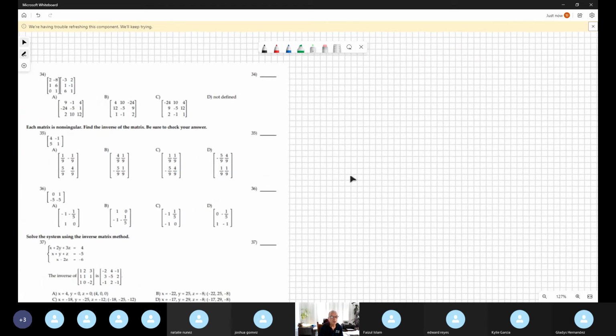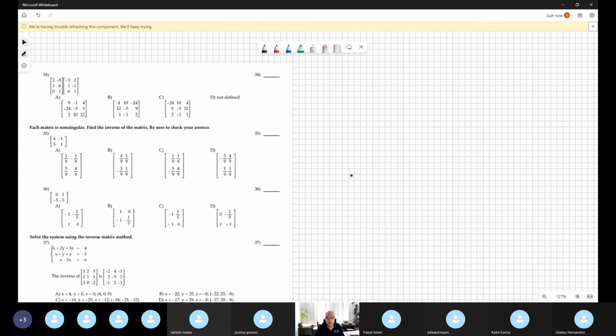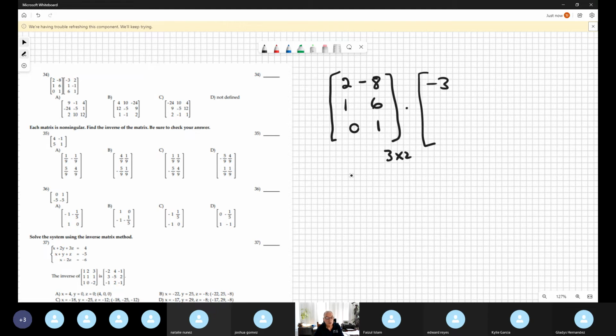Maybe you expect something in the test like that. Look, I have 2, -8, 1, 6, 0, 1. This is a 3 by 2 dimension. To determine the dimension is important in the multiplication. And this is -3, 2, 1, -1, 6, 1. It's the same dimension, 3 by 2, but this number and this number do not match, it's different.